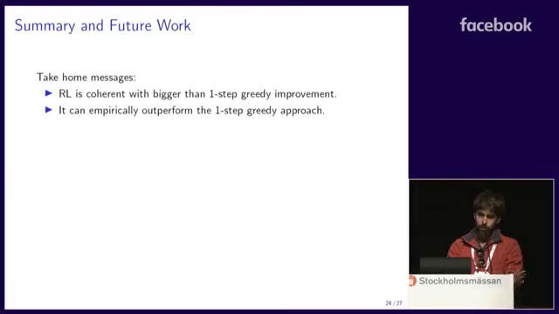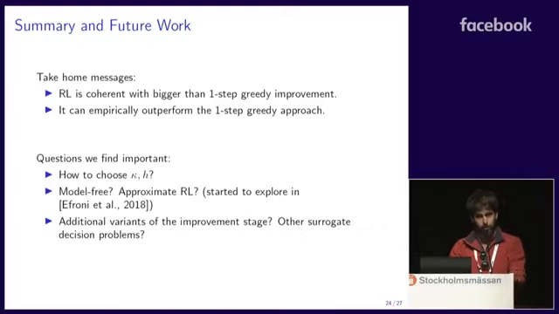So to conclude, the take-home message should be that reinforcement learning is coherent with greedy improvement of more than one step. And it can empirically also outperform the one-step greedy approach. Some questions for future work which we find interesting: obviously how to choose these parameters, kappa and h. Is there some property of the MDP that can guide us? Moreover, how to extend the algorithm that we saw here to the model-free and approximate reinforcement learning case. We also started to consider this direction in a recent arXiv publication. And the final and maybe more general question is, are there any other surrogate decision problems that we can define that will lead us to convergence to the optimal policy?